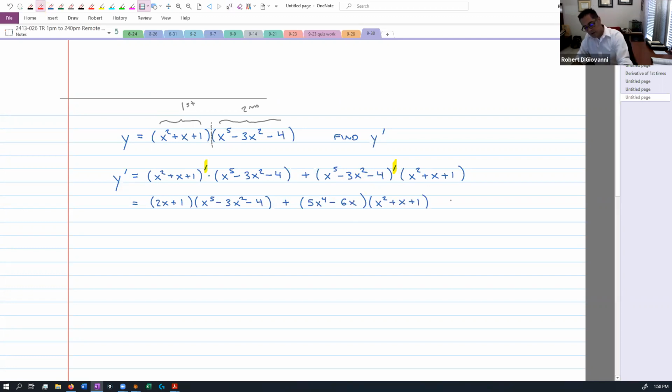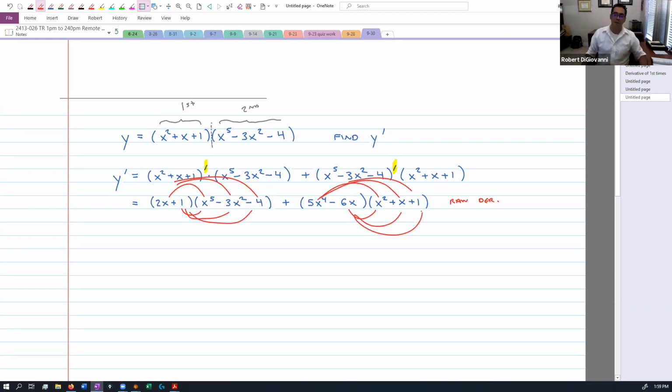That right there is the raw derivative. Now, could you go and expand this? Could you say, okay, here to here, here to here, and so on? Yes, could you do that? Yes. Do we have to? No. Who said we had to? Who says you ever have to expand something? Nobody, right? So we are okay to just leave it here.